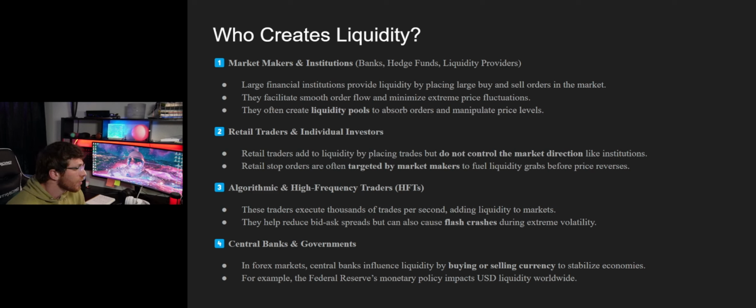Algorithmic and high-frequency traders execute thousands of trades per second, adding liquidity to the markets. They help reduce bid-ask spreads, but can also cause flash crashes during extreme volatility. And then you also have central banks and governments. In Forex markets, central banks influence liquidity by buying or selling currency to stabilize the economies. For example, the Federal Reserve's monetary policy impacts the U.S.